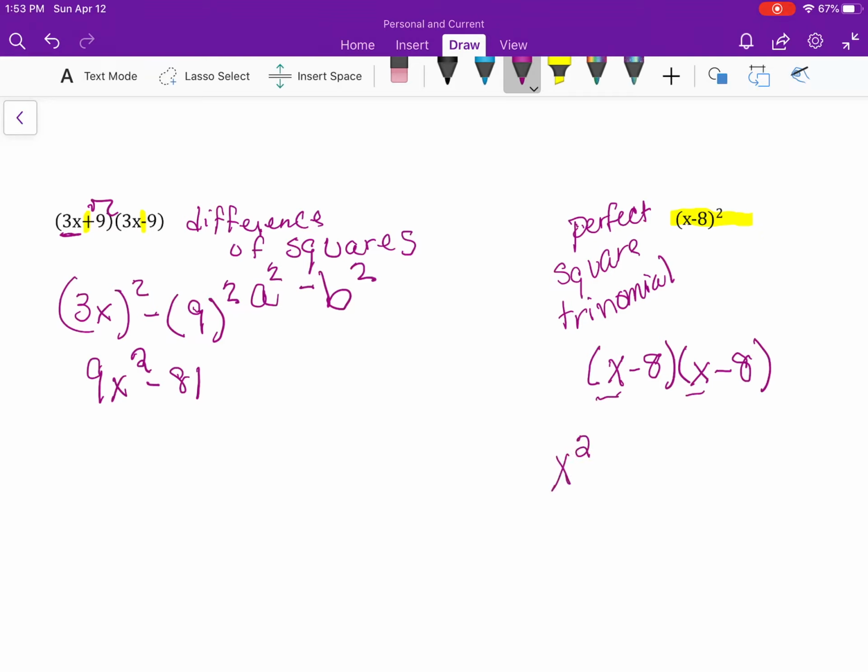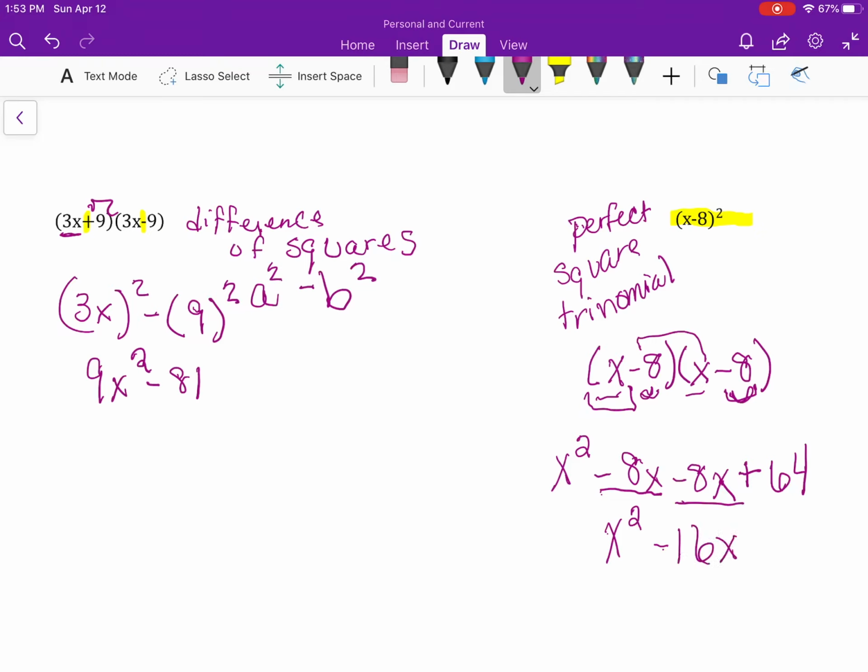X times x is x squared. Negative 8 times x gives you minus 8x. Negative 8 times x is another minus 8x. Negative 8 times negative 8 gives you positive 64. Combining my like terms, negative 8 minus 8 gives me negative 16x plus 64.